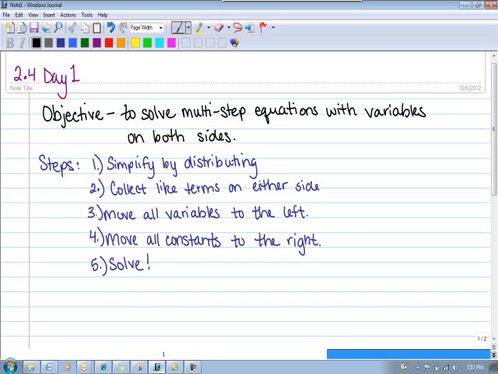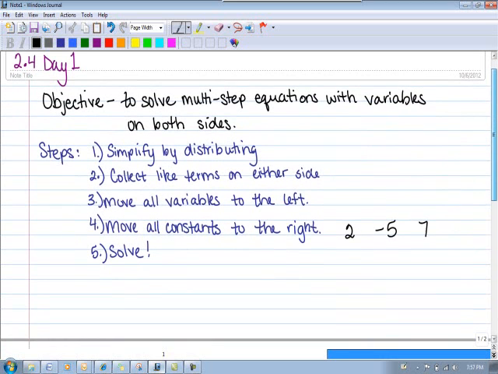And in case you're not sure what a constant is, that would be our numbers like 2, -5, 7. Those would be examples of constants. And then last but not least, you're going to solve. So I'm going to work through 4 examples, and then I'm going to give you guys 4 examples to do on your own.